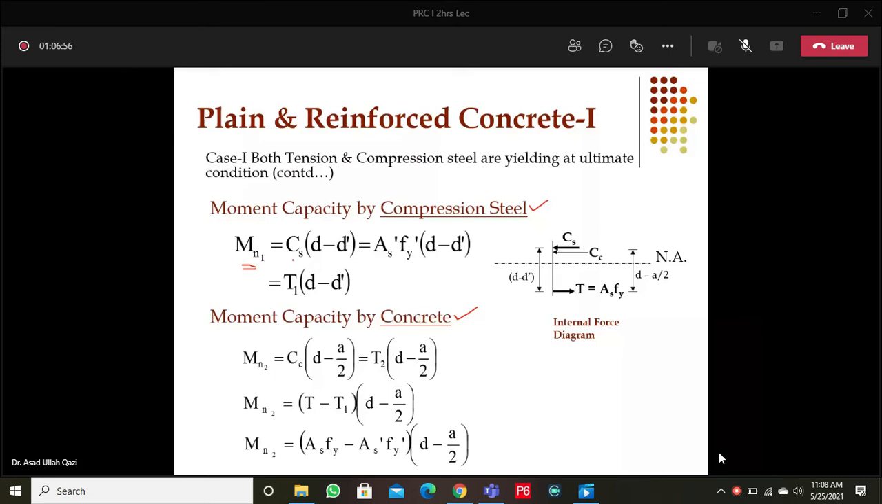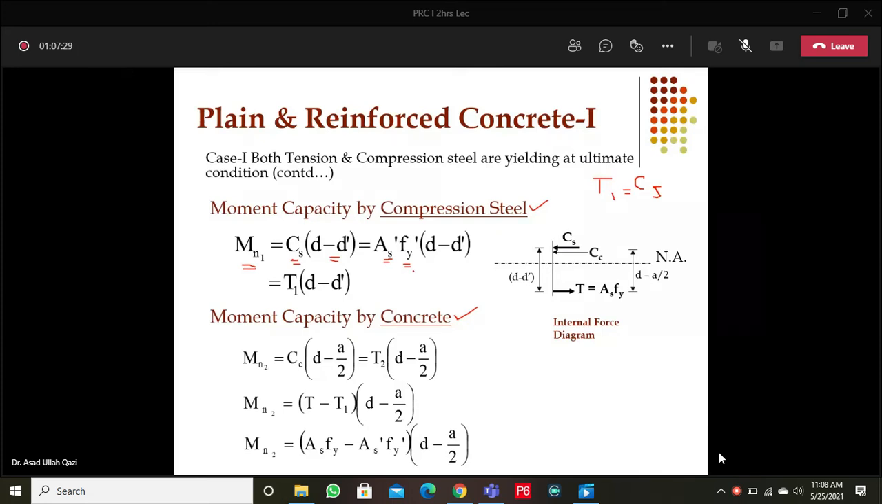since I stated that T1 is equal to CS, it is up to you which part of the equation you pick. If you select CS, the compression part, so CS into lever arm. CS you can expand as AS prime FY prime, because you established that compression steel is at yield. This is case one. Incidentally, in our example problem, it is not.